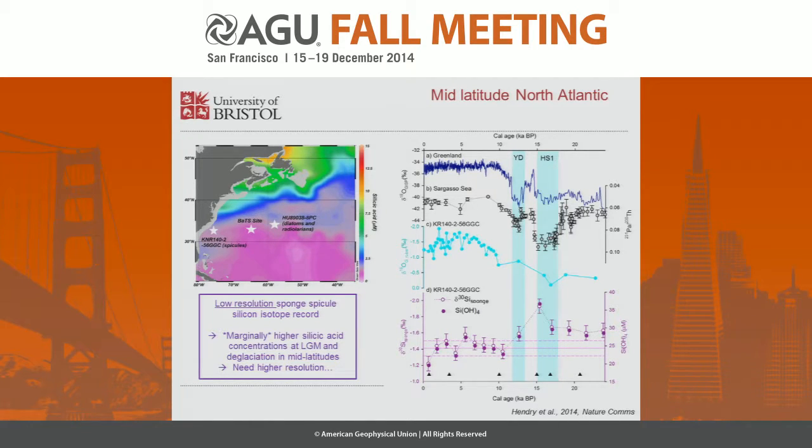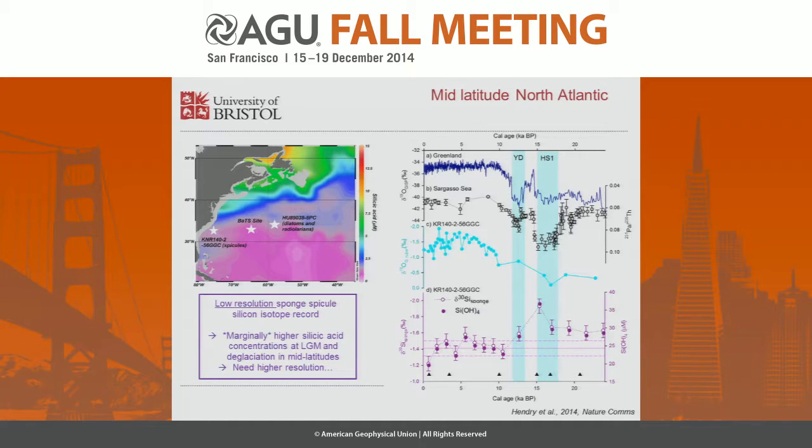This is the silicon isotope value of the spicules, translated into silicic acid concentrations, going from 0 to 20,000 years. And you can see that during the glacial, these values were marginally higher. There's a tentative higher value during Heinrich Stadial. This core site today is in the deep western boundary current, but there is some sedimentological evidence that this deep western boundary current may have changed in the glacial.